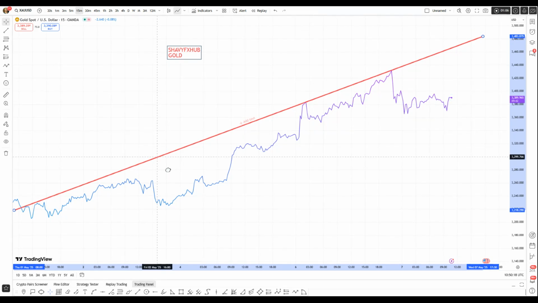Now, no matter how the market runs, there's always a structure in 15 minutes that will give you a clue in the sell or in the buy. It doesn't matter how it runs.